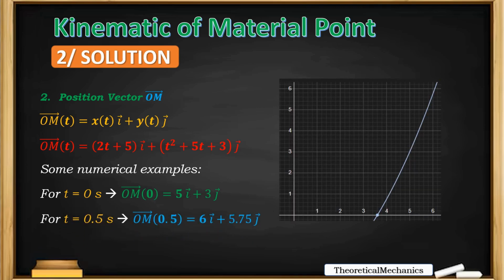Two examples of the vector OM are displayed at the bottom of the screen for two close times, t equals 0 and t equals 0.5 seconds, with a graphical representation on the xy plane. It is easy to deduce that this vector evolves in an increasing manner as a function of time.